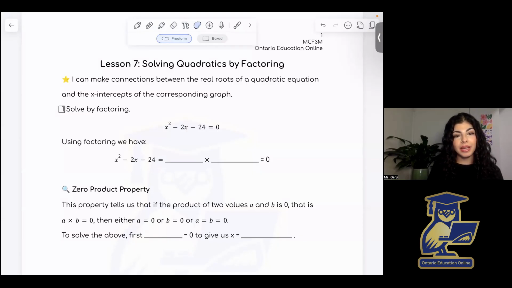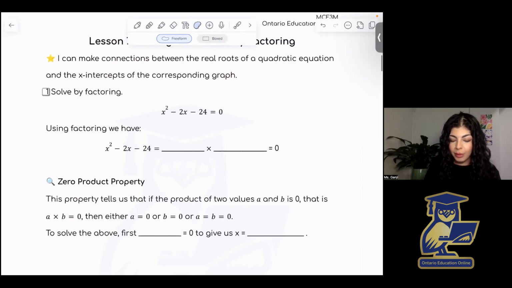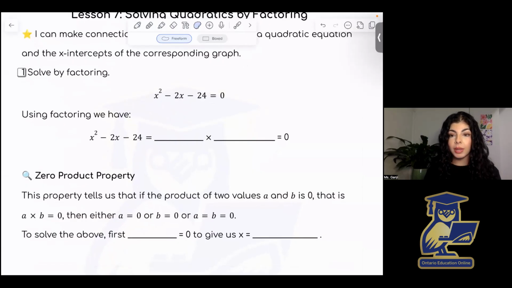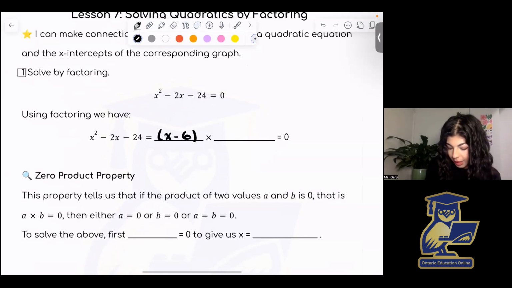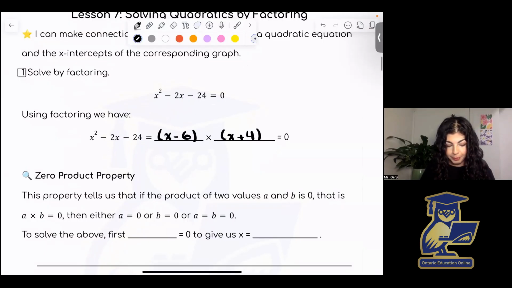Today we are going to make connections between the real roots of a quadratic equation and the x-intercepts of its graph. So let's look at our first example today where we have x squared minus 2x minus 24 equals 0. First we're going to use factoring to factor this. Please take a moment to try this on your own. And you should get x minus 6 and x plus 4.